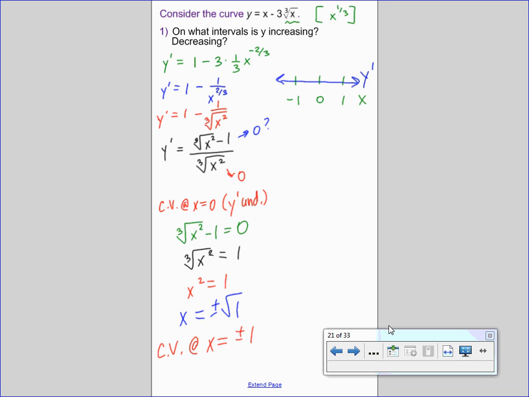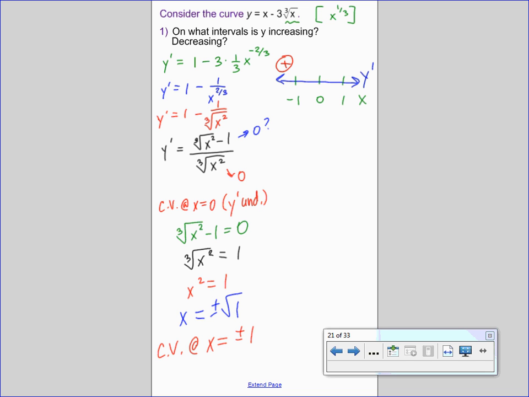Which expression is going to be easiest to figure out the sign of? What if we tried this one? Let's put in negative 8 right here into this first blue expression. The cube root of negative 8 is negative 2. Negative 2 squared is positive 4. I get 1 minus 1/4. Is 1 minus 1/4 positive or negative? Thank goodness, we were able to determine that without a calculator.